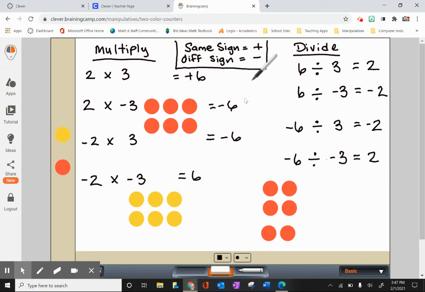Right, so if you have all of these rules down for multiplying and dividing integers, this quiz should be a breeze for you. Good luck.